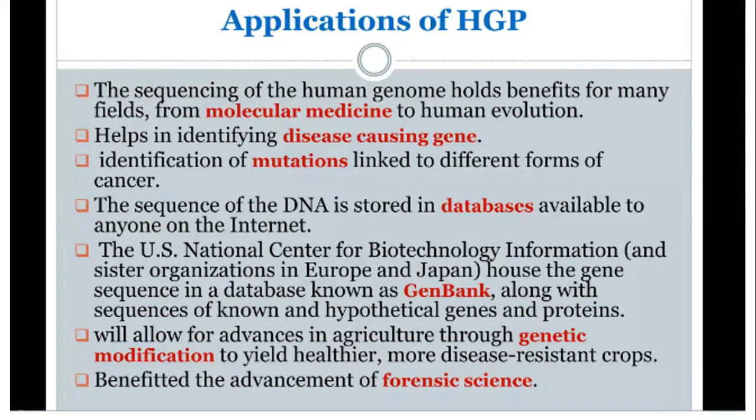There are a few applications of the Human Genome Project, and you know what the purpose of doing the Human Genome Project is. The major application is that we can use it in molecular medicine and human evolution. It also helps to identify disease-causing genes and mutations. It also helps to sequence DNA which is stored in databases. The US National Center for Biotechnology Information houses the gene sequences in a database known as GenBank, along with sequences of known and hypothetical genes and proteins.